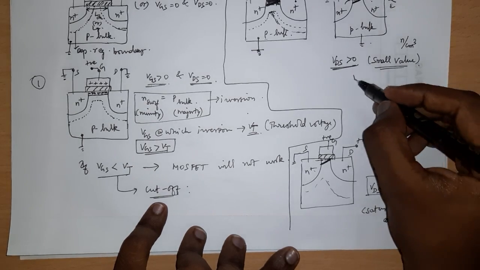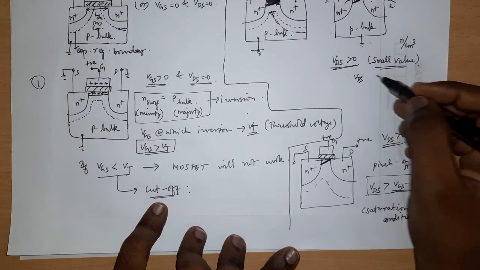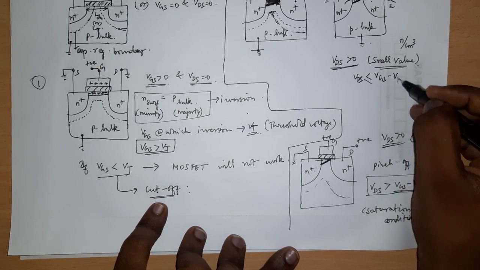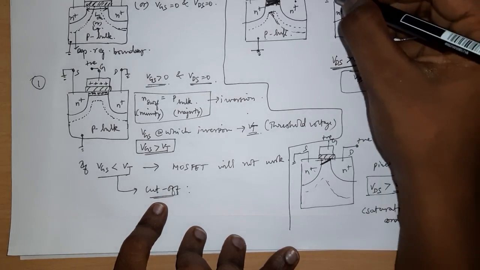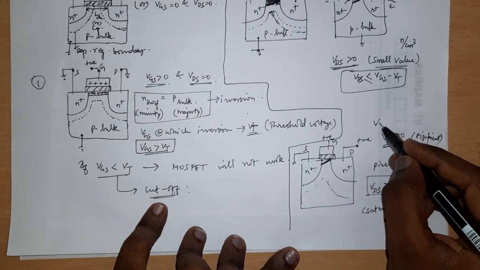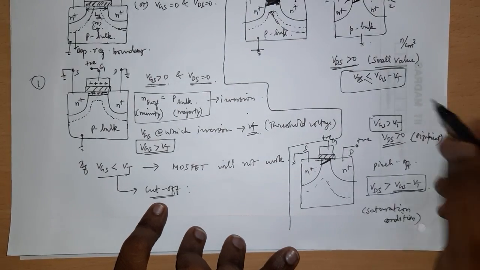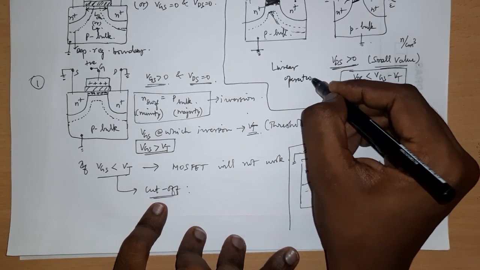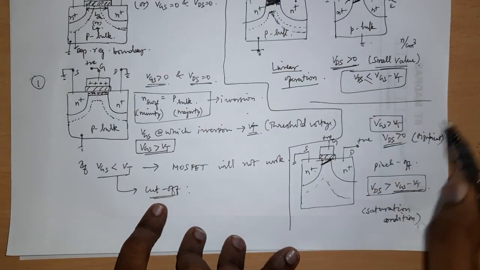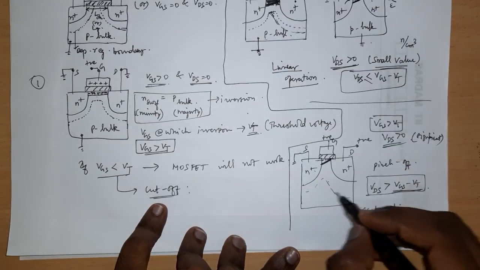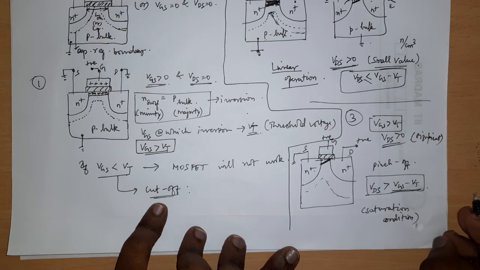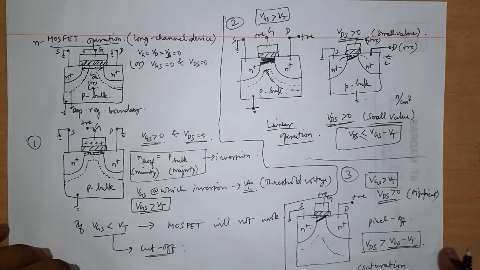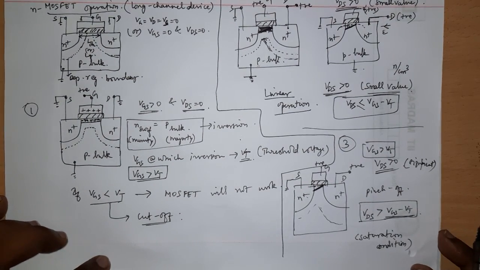Similarly, this VDS, I said it's greater than 0 but a small value. What I mean by small value is it should be less than or equal to VGS minus VT. In this case again VGS should be greater than VT, here also VGS should be greater than VT, to have any kind of useful current, and in this case it is called linear operation. So this is 1, this is 2 linear, and this is 3 saturation condition. So VGS greater than VT, the second case is the linear operation, and here it's called saturation operation.